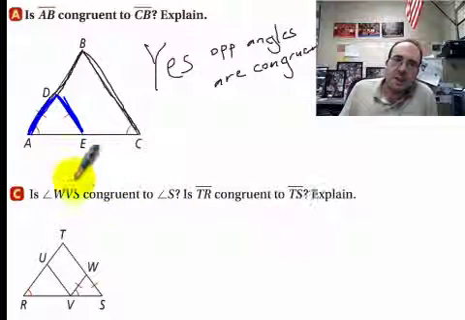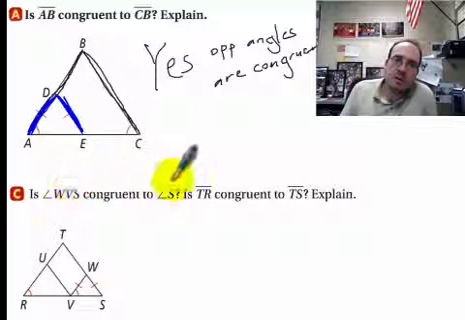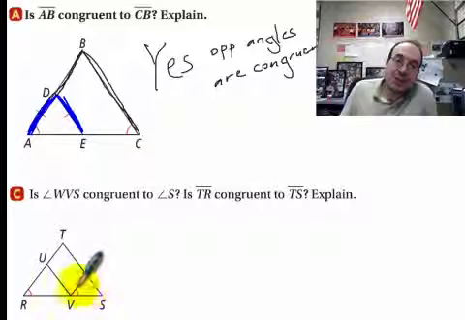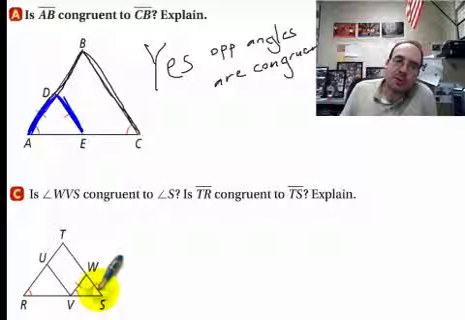Okay, so the next problem says, is angle WVS congruent to angle S? So this is WVS, and this is angle S. And I would say yes, because the opposite sides are congruent. Because the opposite sides are congruent, by the isosceles triangle theorem, that means the angles are congruent. So those two angles are congruent.